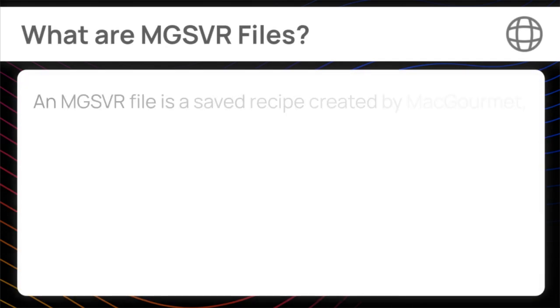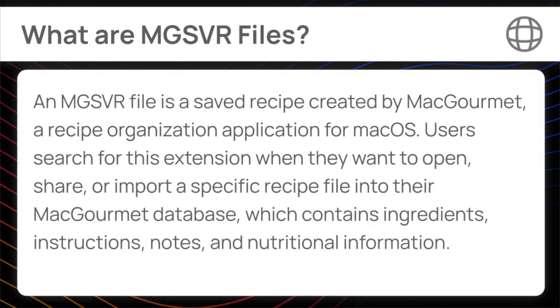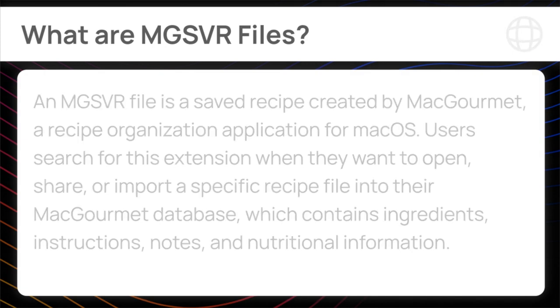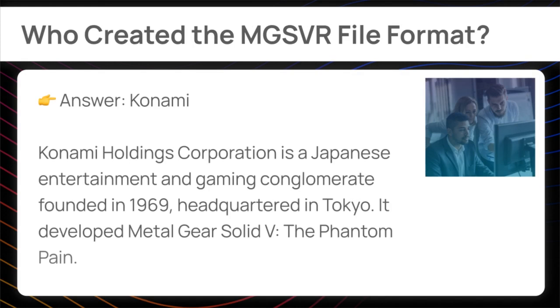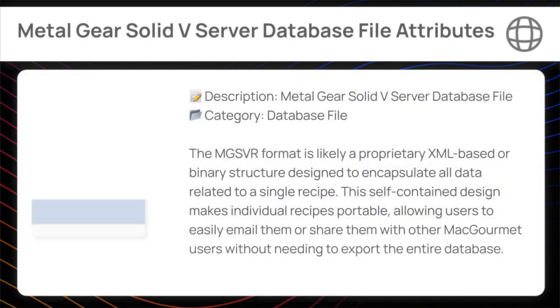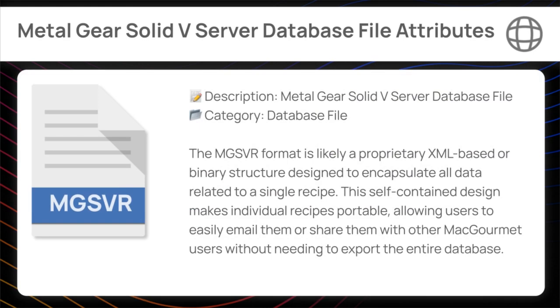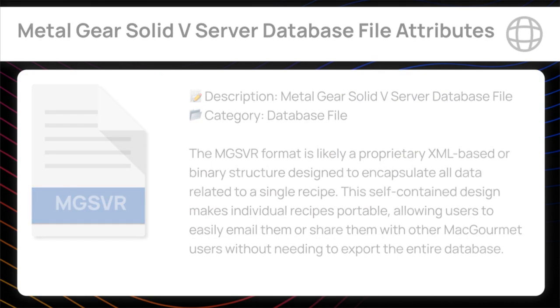An MGSVR file is a saved recipe created by MacGourmet, a recipe organization application for macOS. Users search for this extension when they want to open, share, or import a specific recipe file into their MacGourmet database, which contains ingredients, instructions, notes, and nutritional information. The MGSVR format is likely a proprietary XML-based or binary structure designed to encapsulate all data related to a single recipe. This self-contained design makes individual recipes portable, allowing users to easily email them or share them with other MacGourmet users without needing to export the entire database.